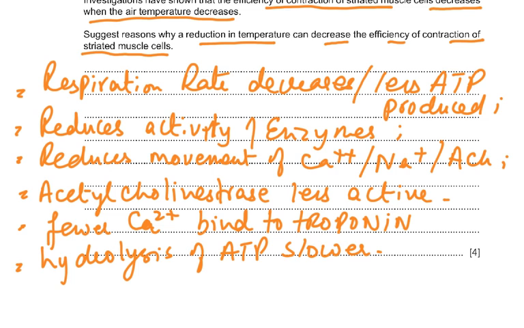So respiration rate decreases, less ATP produced, reduces activity of enzymes, reduces the movement of calcium ions or sodium ions or acetylcholine. Acetylcholine esterase is less active, which means that acetylcholine will not be broken down, so will remain attached to receptors. Then in the sarcomere, fewer calcium ions will bind to troponin, no cross bridges formed, and no power stroke. And in the sarcomere again, no detachment of the myosin head, or you can say hydrolysis of ATP is slower. So of course, any of these 4 points, and you got your 4 out of 4.